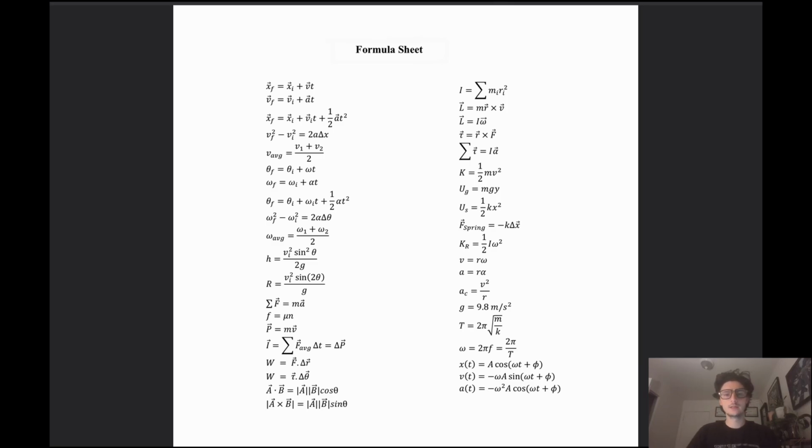Welcome everybody to the Classical Mechanics Equation Sheet Study Guide. This is going to be going through the equation sheet.